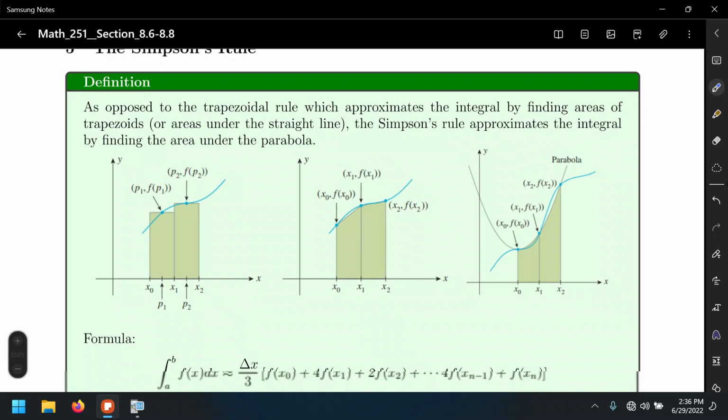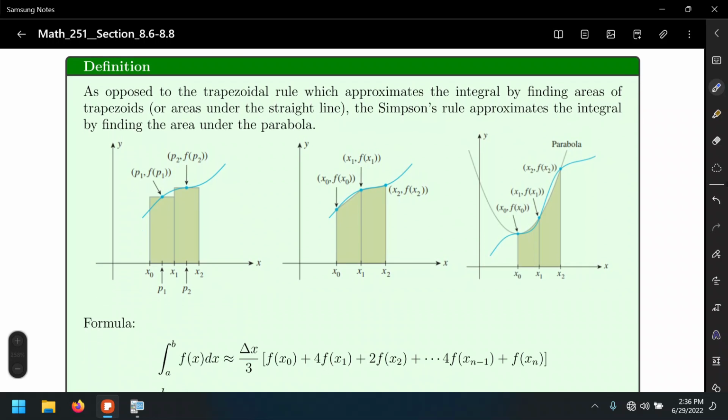Okay, the Simpson's rule. So let's compare the three different pictures. In this case, the very first method we looked at was to approximate areas of rectangles. The second case was finding areas of trapezoids, which is really areas under straight lines.